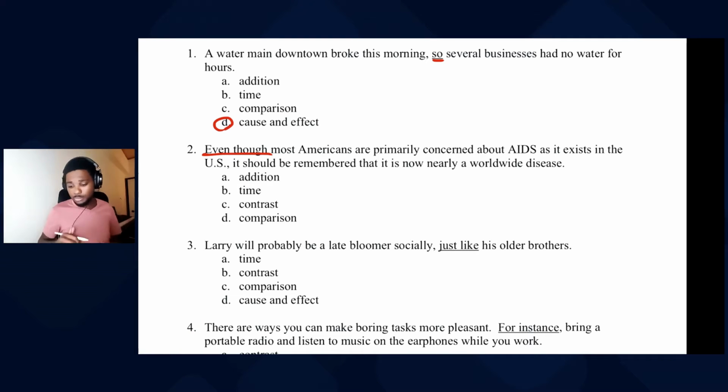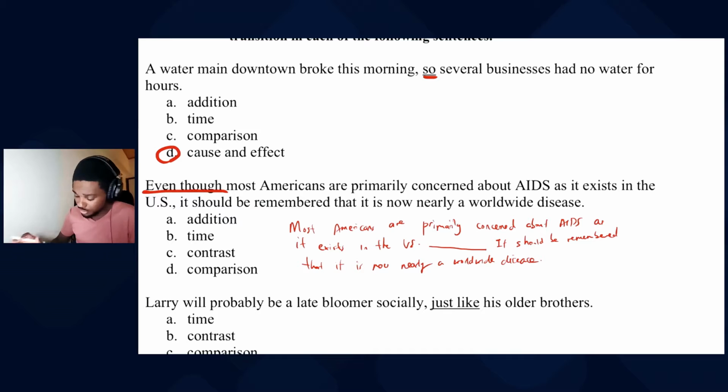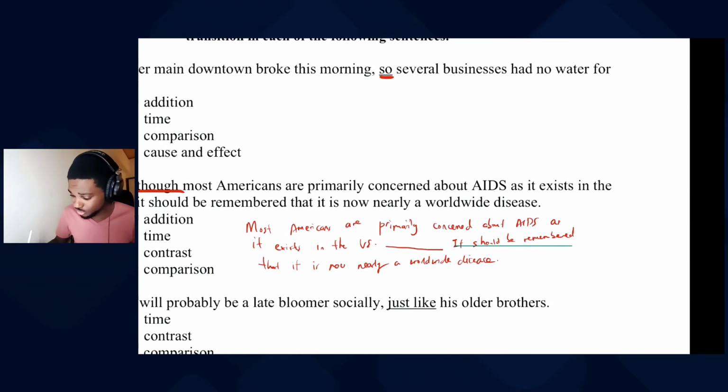All right. Let me help you guys out. I'm going to break up the sentence into two sentences and then you tell me how the sentences are connected. So we have two sentences here. Most Americans are primarily concerned about AIDS as it exists in the US, right? How does that sentence relate to the next sentence that's being connected to it? It should be remembered. This is a hint. It should be remembered is kind of indicating something to the effect of, however, don't forget. Nevertheless, it should be remembered that it is now nearly a worldwide disease.